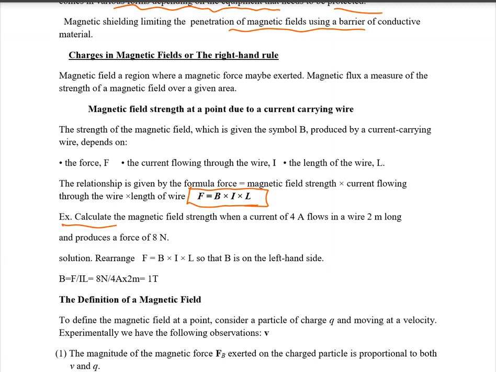For example, calculate the magnetic field strength when a current of 4 ampere flows in a wire of 2 meter length, and it produces what? 8 Newton force. As we said, F is equal to what? BIL. If we are asked for B, B is equal to force divided by what? Current times length, B = F/(IL).